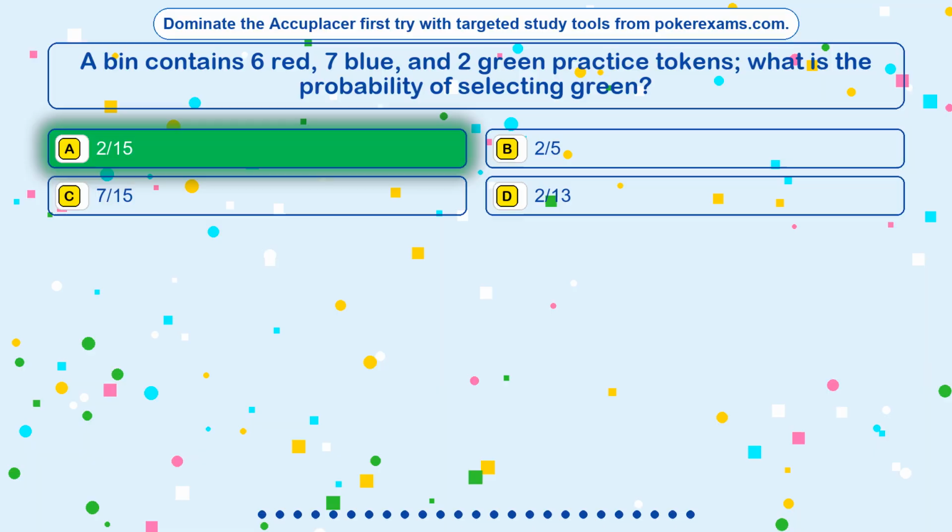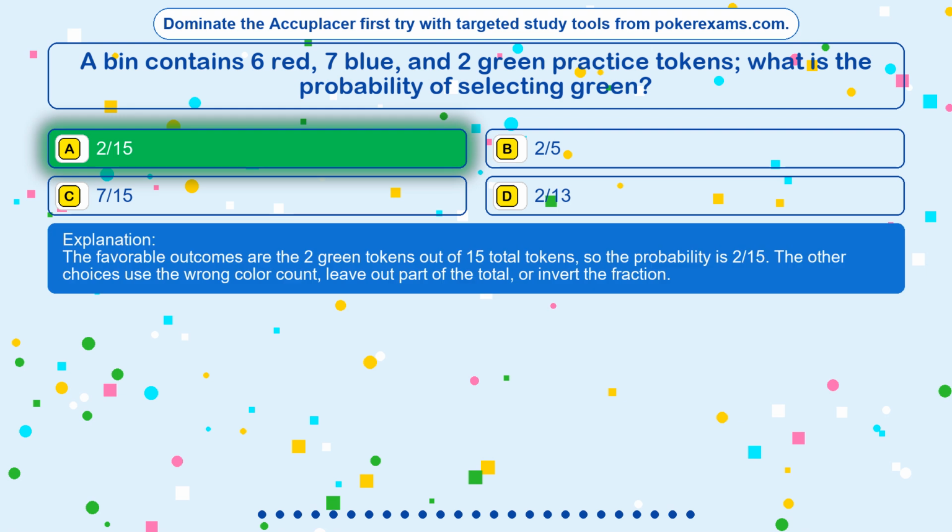The correct answer is option A, 2/15. The favorable outcomes are the 2 green tokens out of 15 total tokens, so the probability is 2/15. The other choices use the wrong color count, leave out part of the total, or invert the fraction.